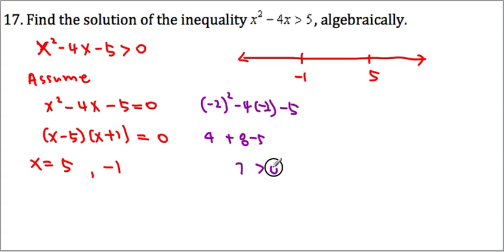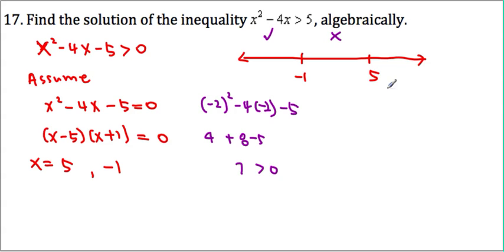Is 7 greater than 0? Yes, it is. So that becomes our answer. How about between these two? We can use 0. Then this will cancel out, this will cancel out. Only thing that's left is negative 5. Is negative 5 greater than 0? No, it's not. So that is not our answer.